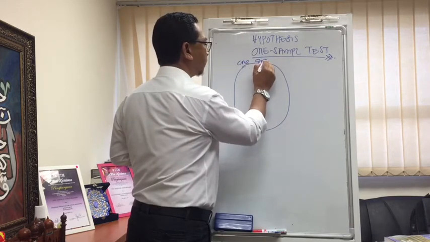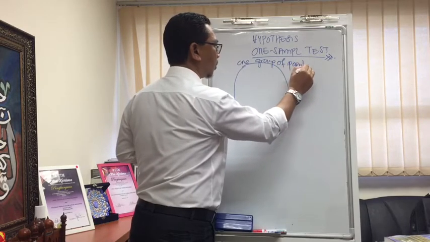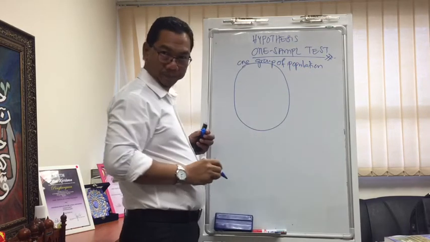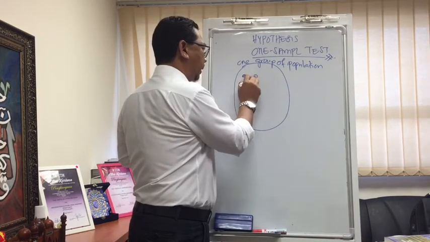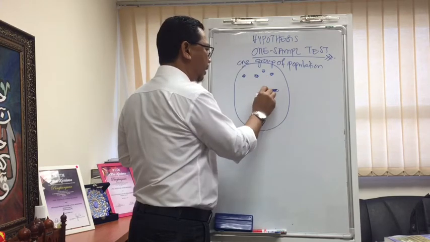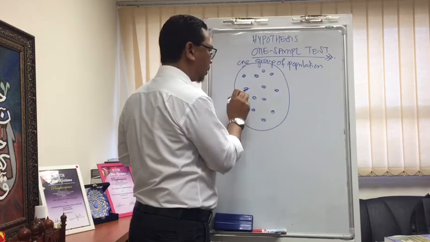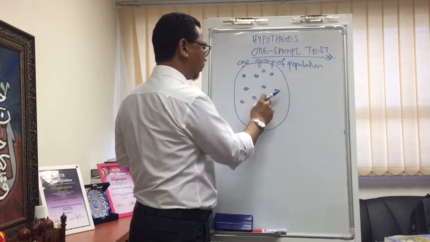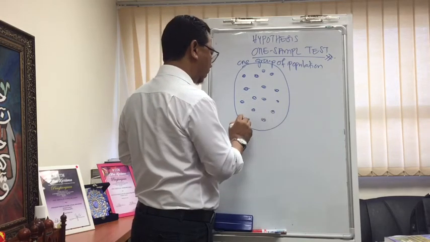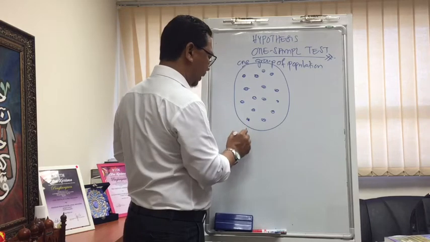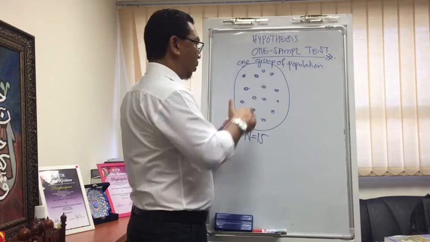One group of population. Let's say these are the items in our population. Let's say we have 1, 2, 3, 4, 5, 6, 7, 8, 9, 10, 11, 12, 13, 14. Let's say 15 is the population, one group.